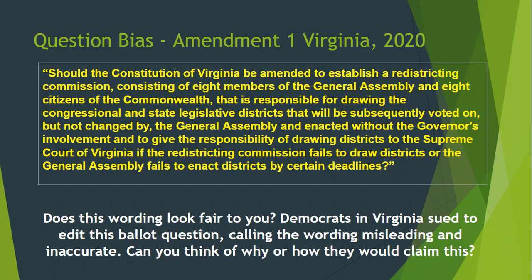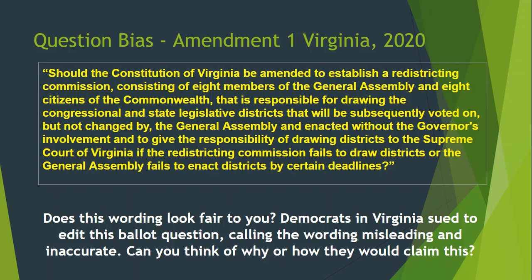So if you didn't know that, then you might not know that now you're going from 141 elected people to 16 people, half of whom are appointed, right? It doesn't really say how those people are going to be appointed. So Democrats really pushed back on this and wanted the wording to be different because the wording seems very fair, but doesn't, in their opinion, talk about the lack of democraticness, small d democracy, that this is going to lead to.